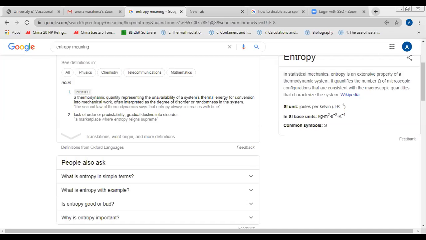Minus 23, very low temperature. So this delta Q transferred at minus 23, very low temperature heat, you cannot convert to work. That's why your unavailability of energy is very high.